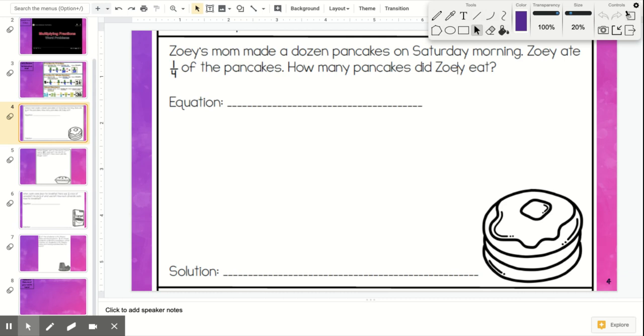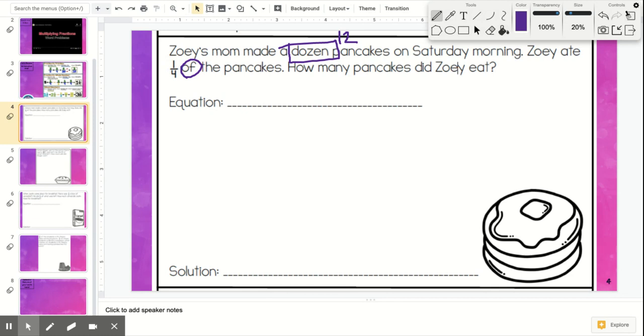Zoe's mom made a dozen pancakes on Saturday morning. Zoe ate 1/4 of the pancakes. How many pancakes did Zoe eat? So we need to figure out a couple things. First, we need to understand that a dozen means 12. So Zoe's mom made 12 pancakes, and Zoe ate 1/4 of the pancakes.